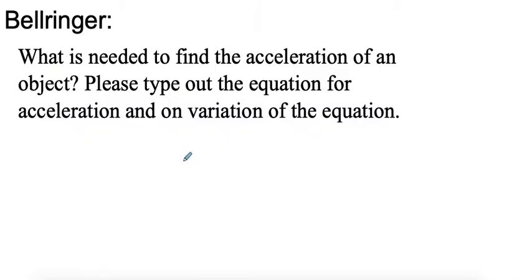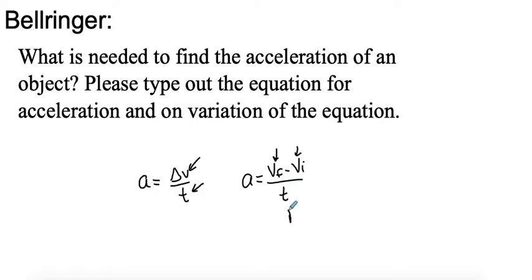What's needed to find the acceleration of an object? This is just going back to our last lesson. Acceleration is going to be change in velocity over time. So we're going to need both a change in velocity and a time in order to figure out that acceleration. We could also say that this is equal to final velocity minus initial velocity, over time. So we would technically need three pieces: a final velocity, an initial velocity, and a time in order to find the acceleration of a scenario.